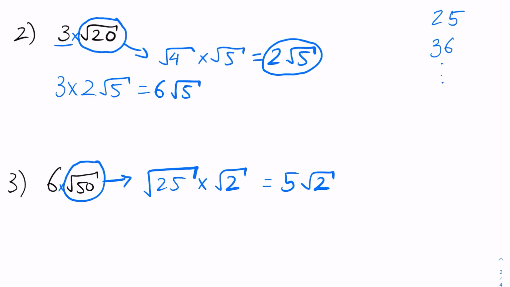And if we go back to the question, it's been multiplied by 6. Well, if we had 5 root 2s and we times that by 6, we now have 30 root 2s. So 6 times 5 root 2 is 30 root 2. And there's your final answer there.